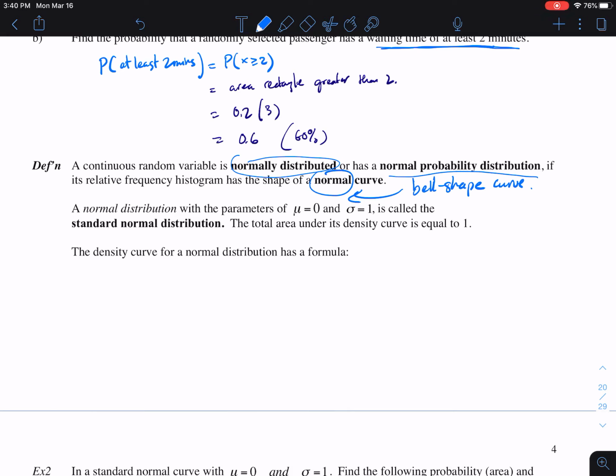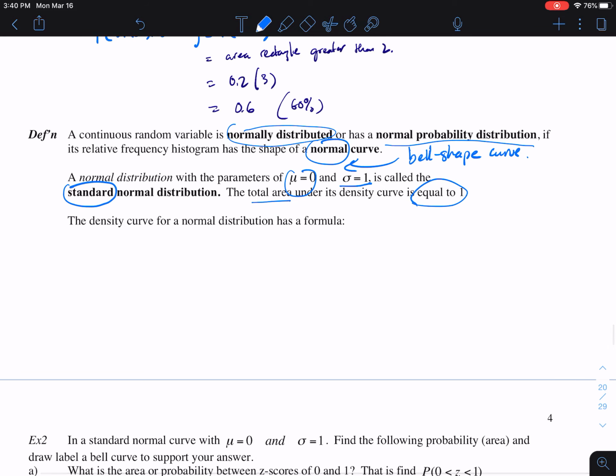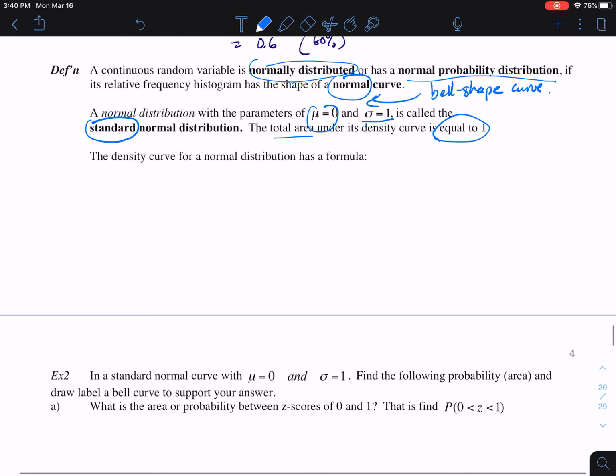And for a normal distribution with the parameters of the mean is 0 and the standard deviation is 1, if there's any distribution that has these two things, we call that normal distribution a standard normal distribution, and we'll talk more about that in the next lesson. What does it mean for a normal distribution to be standard, particularly? We still have this result here: total area is equal to 1. Here's what the shape of the standard normal distribution looks like.